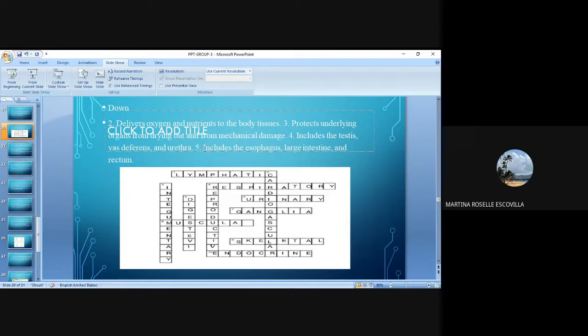And the last part is it includes the esophagus, large intestine, and rectum. And the answer here is digestive. The organs that take in food and liquids and break them down into substances. That's all.